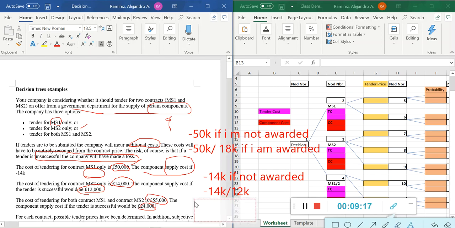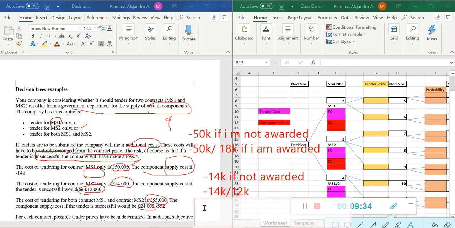Hold on. So minus 50K if not awarded, and minus 24K. Sorry, let me do it in order. Minus 50K and also 24K if awarded.